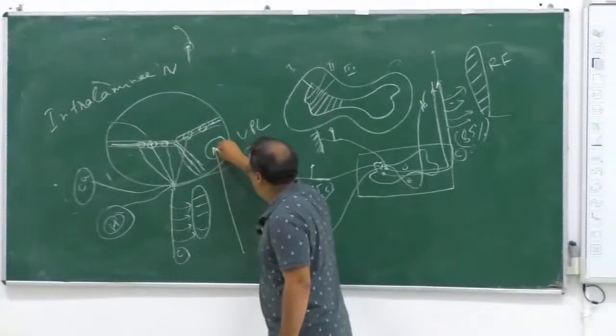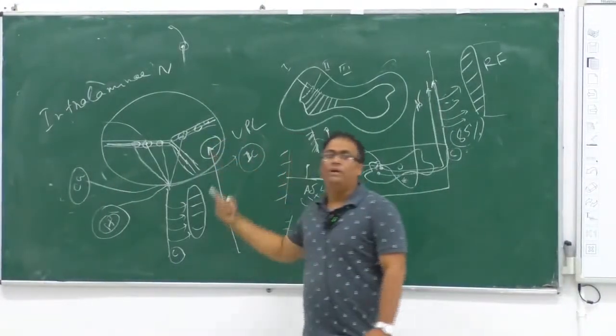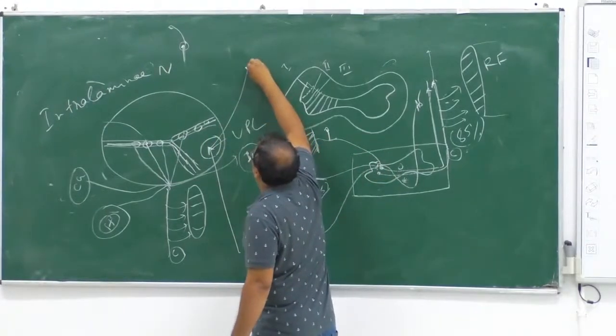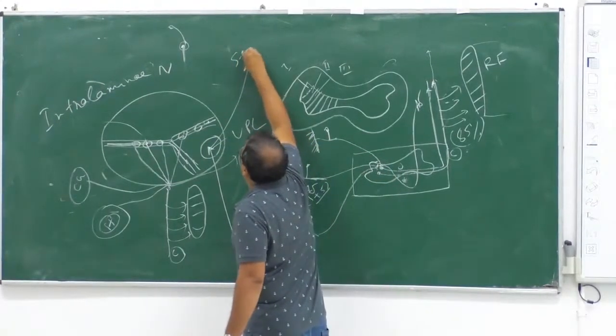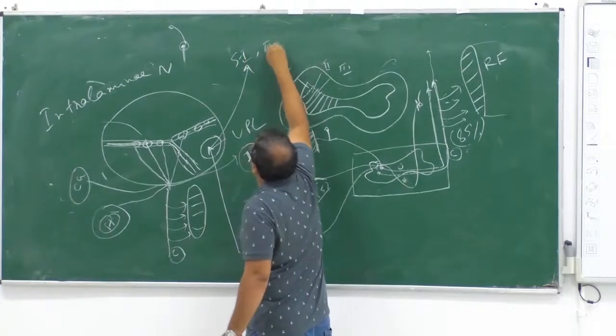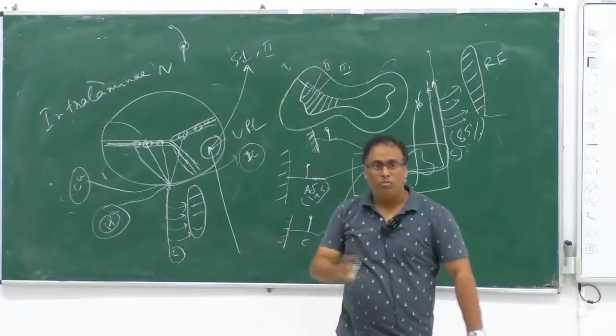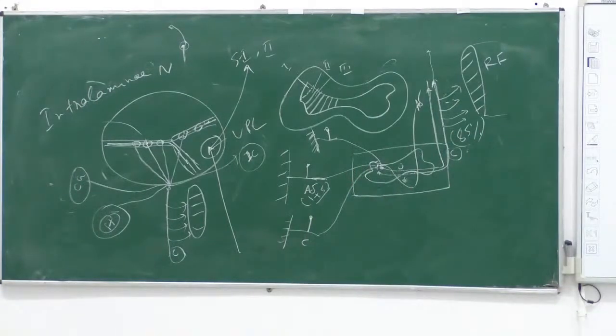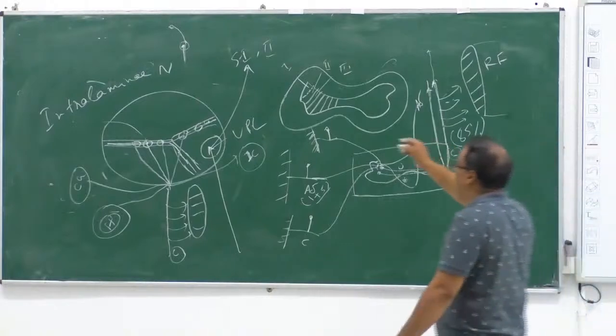A delta fiber goes to the where? VPN, and then this will go to the where? S1 somatosensory 1 and 2, parietal lobe. Remember, somatosensory cortex is present only in parietal lobe. So parietal lobe sensation is going on, not frontal, not occipital. So these things are very much important.